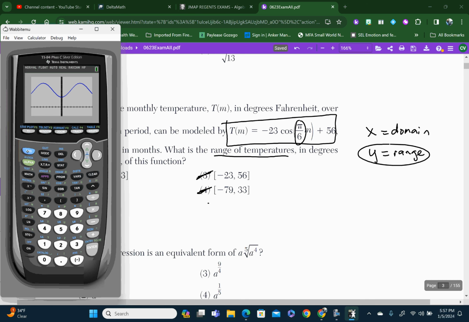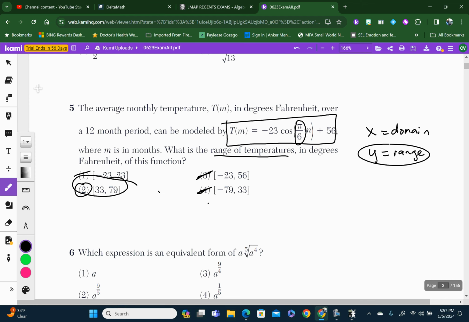But if I couldn't see it like that because there was more than one answer, if I go to my table, okay, I see 79 is my highest number. And if I keep going down, I'm looking for my lowest number. My lowest number is 33. So my range is between 33 and 79, which is again what this answer says, right? From 33 to 79. All right.